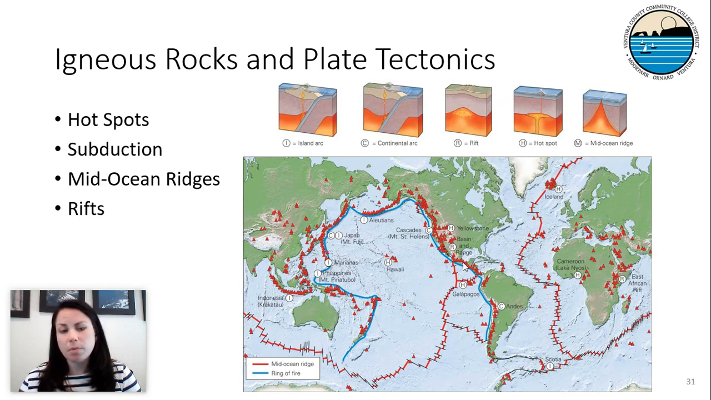Again, so here's the map of all the different plates. And here are all of the volcanoes that exist around these plates. So you can see where there's volcanoes, that's where we get igneous rocks. So you can see here, especially in California, we have a lot of activity because of the plate boundary between the Pacific plate and the North American plate. But don't forget that we also see igneous rocks at hotspots like in Hawaii.